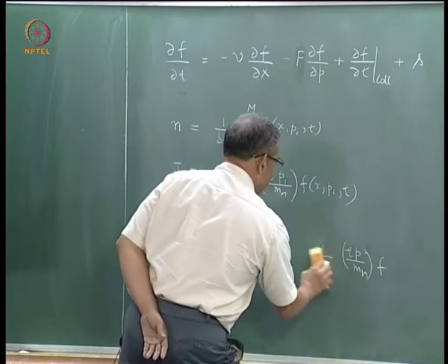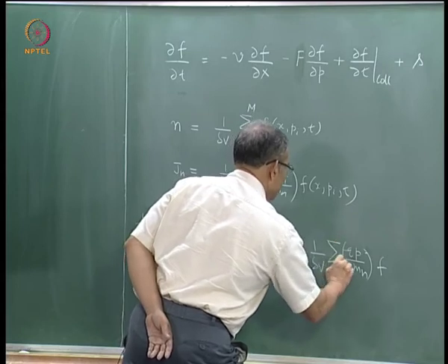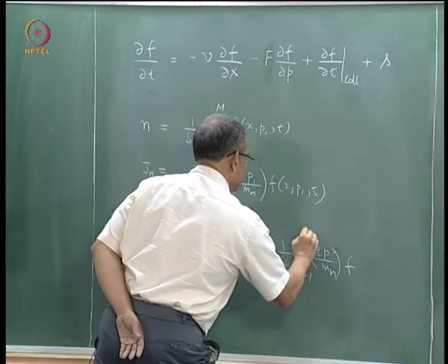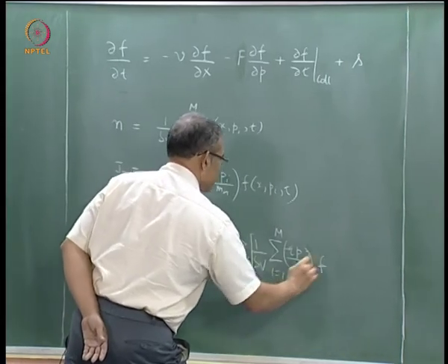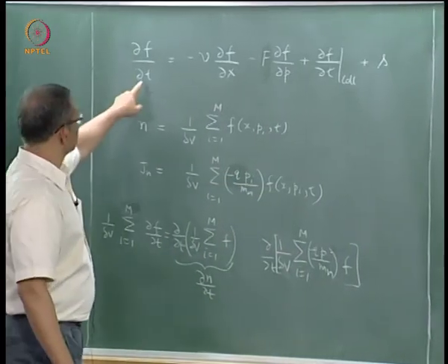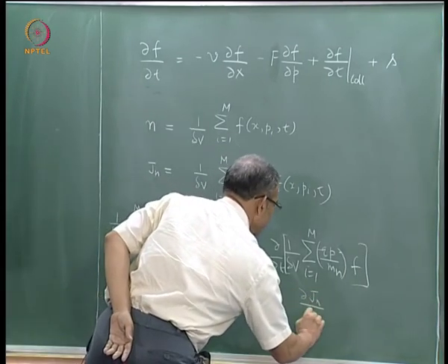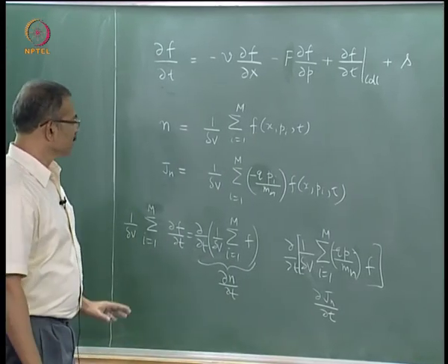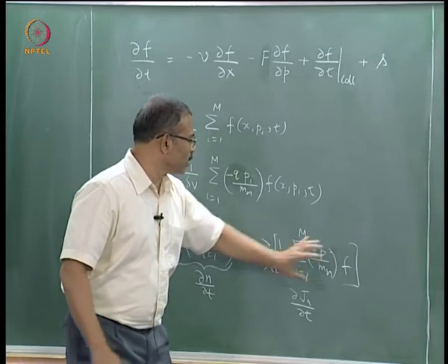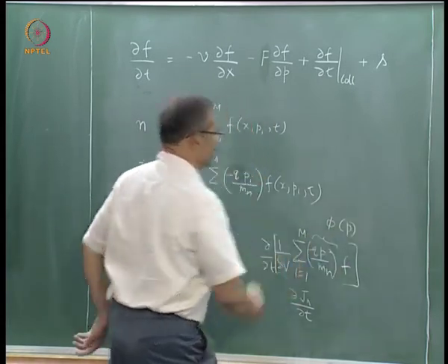Then I divide by delta v and I sum this. So in the process what I am getting from this dou f by dou t is dou Jn by dou t. So this is how I can, now this is the so called function of, this is the so called phi of p that we are talking about.